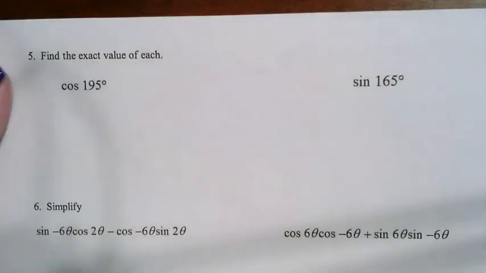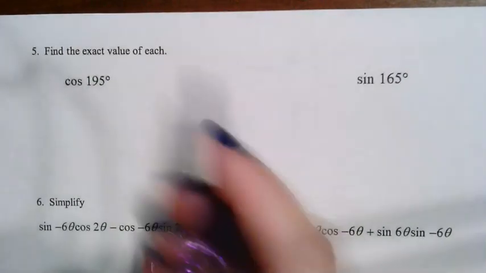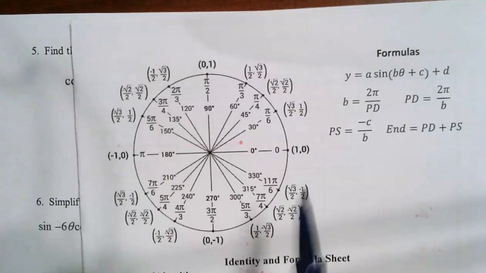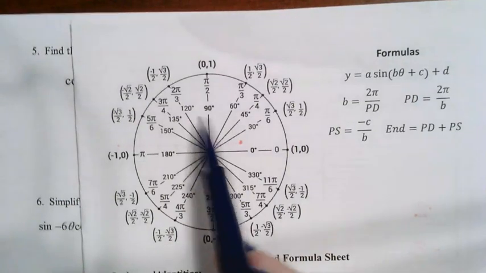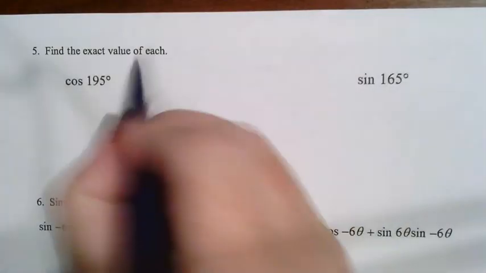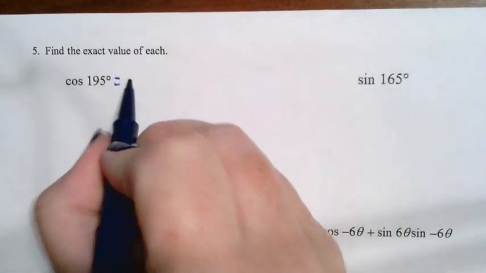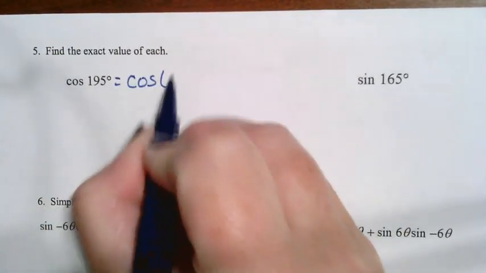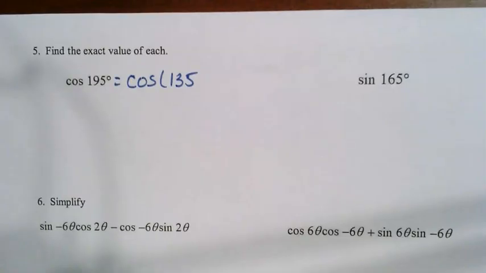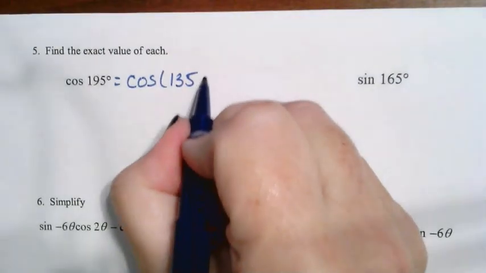Next problem. Now we're going into the sum and difference of sine and cosine. So I need to come up with two angles that will add or subtract to 195. So we're going to use this unit circle. And so I'm thinking 135 and 30. So we get cosine of 135. That actually won't work. How about 135 and 60 though?